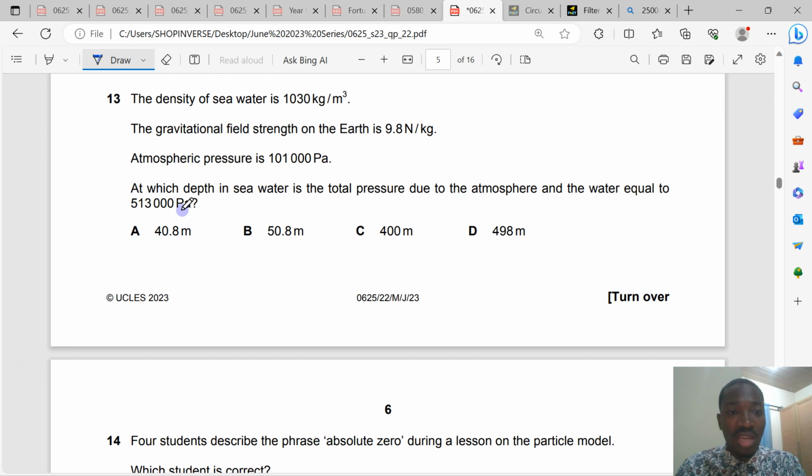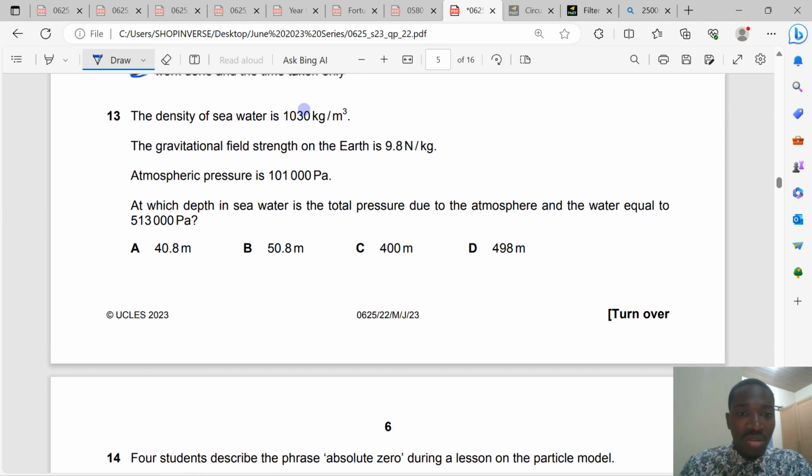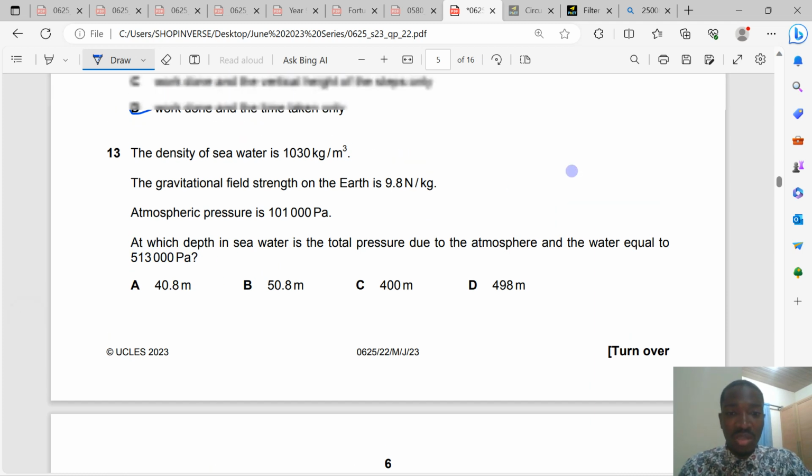13. The density of seawater is 1030 kg per meter cube. Gravitational field strength on Earth is 9.8 Newton per kilogram. Atmospheric pressure is 101,000 Pascal. At which depth in sea water is the total pressure due to atmosphere and water equal to 513,000 Pascal? What does this mean?